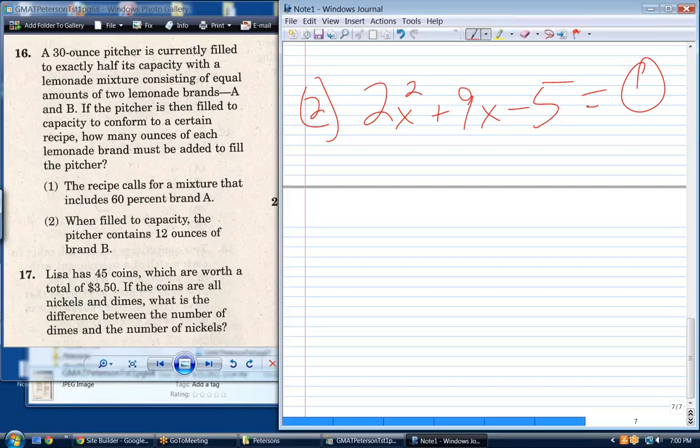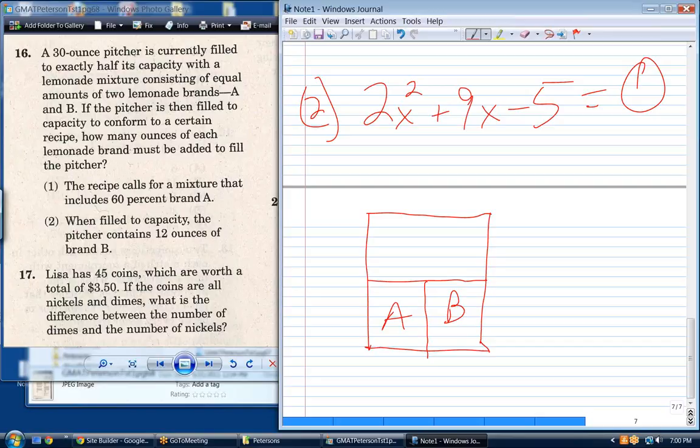A 30-ounce pitcher is currently filled to exactly half its capacity with a lemonade mixture consisting of equal amounts of 2 lemonade brands, A and B. If the pitcher is then filled to capacity to conform to a certain recipe, how many ounces of each lemonade brand must be added to fill the pitcher? Well, 1 says the recipe calls for a mixture that includes 60% brand A. So you can't answer it with 1 because you know nothing about B.